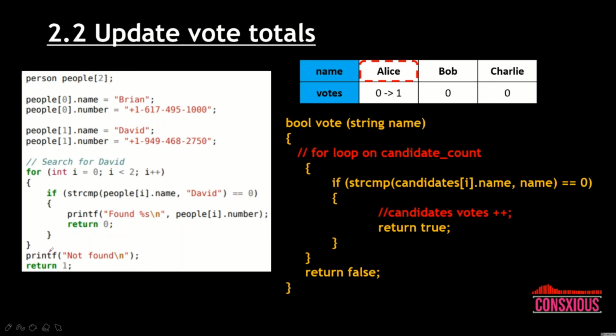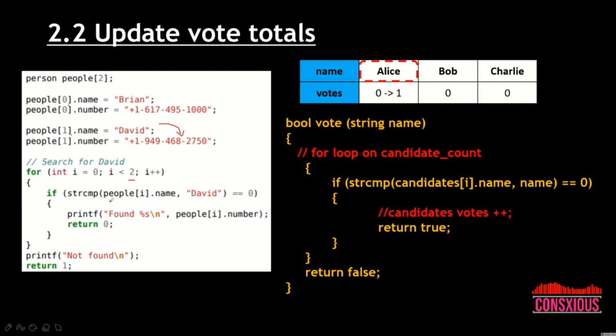From this example here in CS50, we are using a similar concept to find the vote count, to increase the vote count. You can see the structure here. For the people's names, we have 0 and 1 here. If we find David here, we can directly find the number here. So what we do is just a for loop. Because there are only 2 people, it's 2 here.